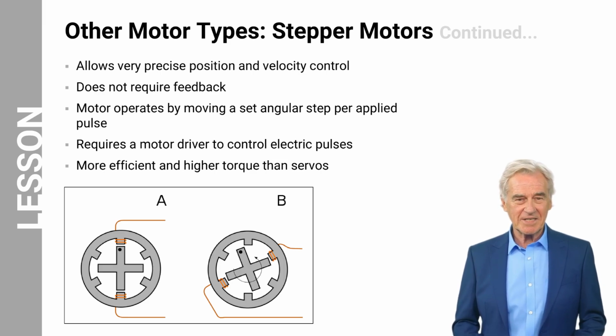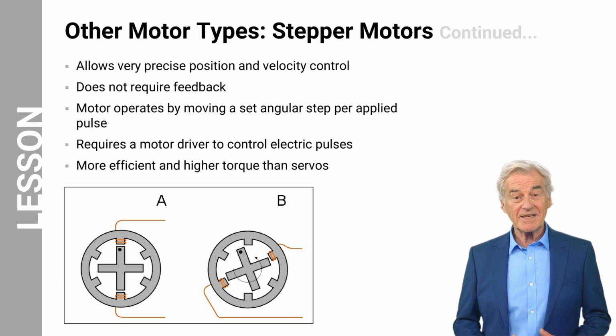One significant advantage of stepper motors is their efficiency. Once the motor reaches the desired position, it can maintain that position without continuous current flow. In contrast, DC motors, including servos, require continuous current to maintain position and must counteract momentum to decelerate. This inherent holding capability of stepper motors makes them energy efficient.